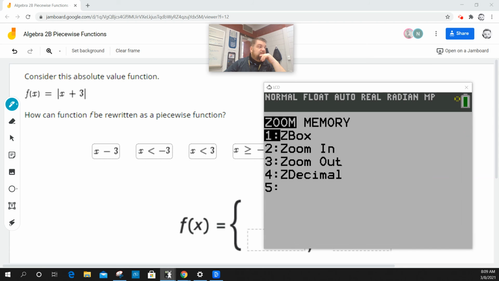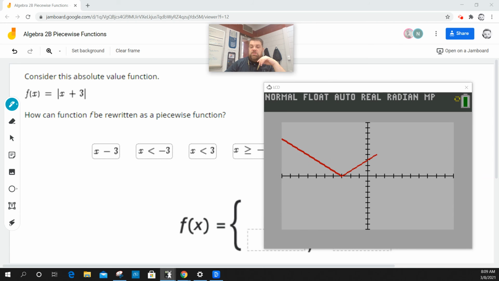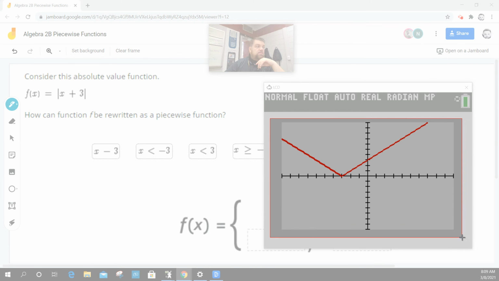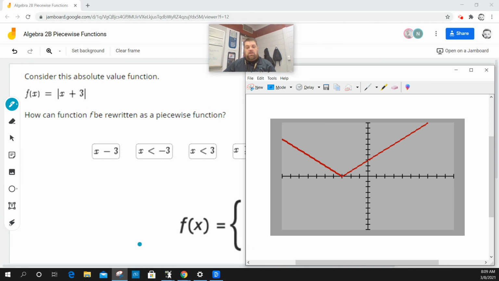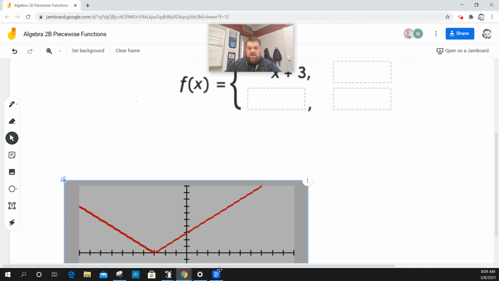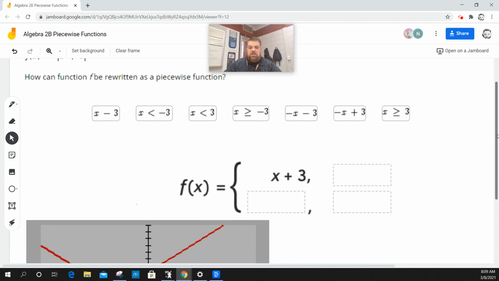So let me explain what I mean. Let me zoom in here to a standard fit, and I'll take a screenshot of that. Put that in our notes. So this is the graph of the function. This is what it looks like. I'll move this down here. That is the absolute value of x plus 3. But I just want to take the negative of that.